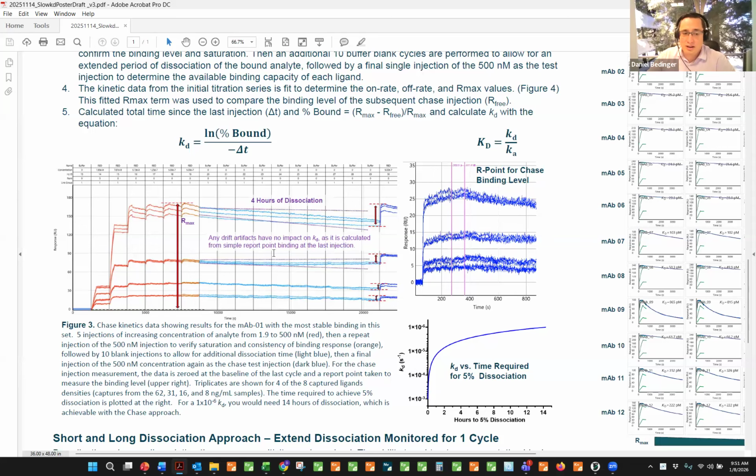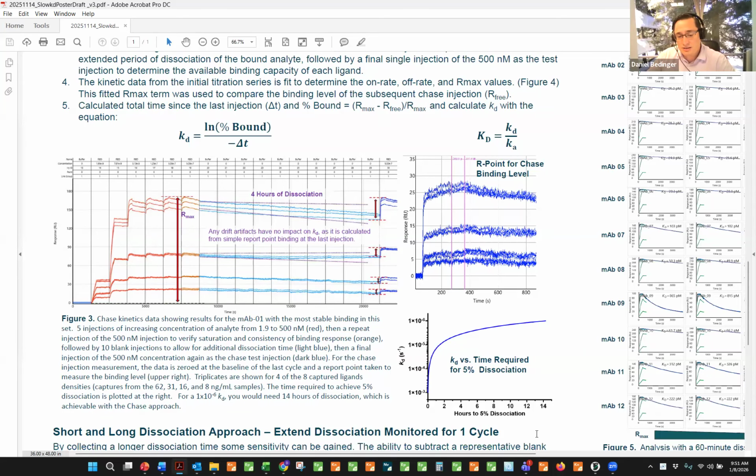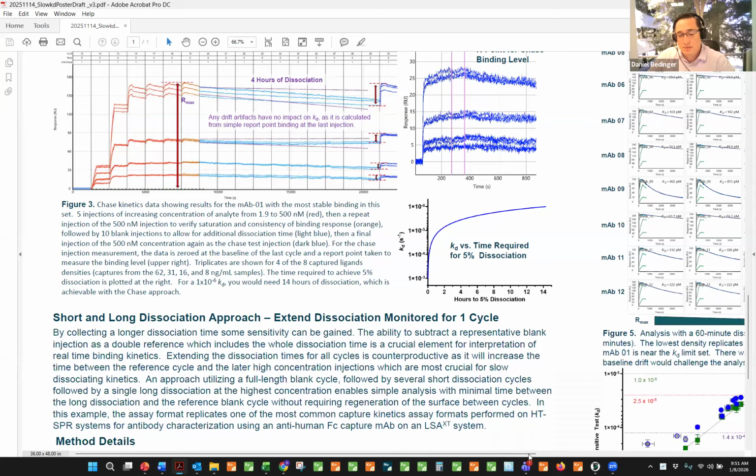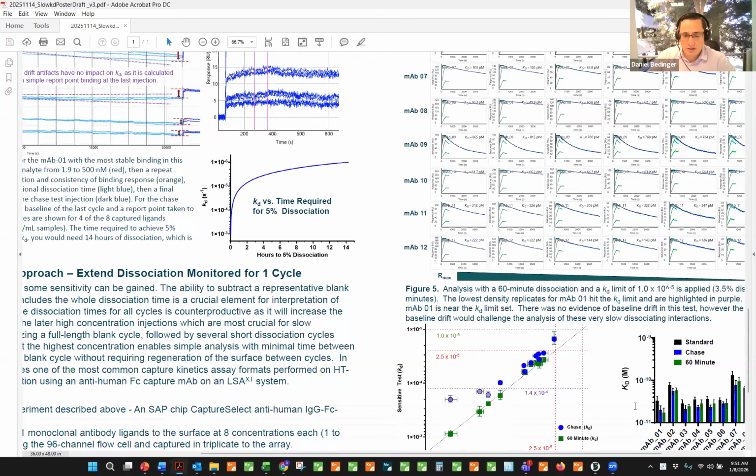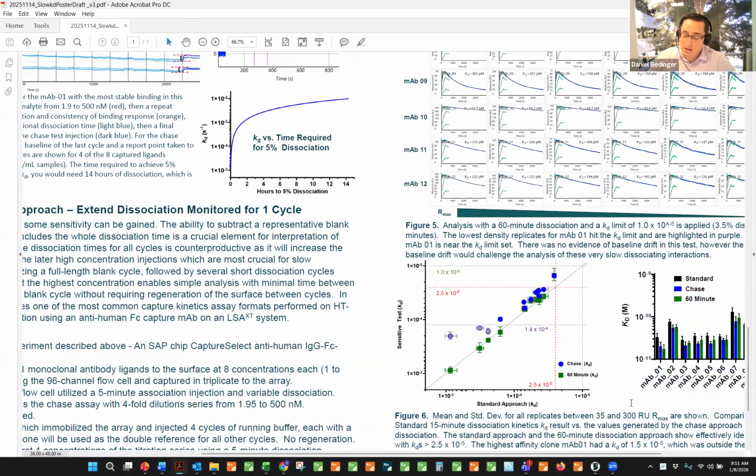And you can estimate for as long as you're willing to do these injections for. So, if it's 14 hours, 24 hours, you can easily push that dissociation time measurement out to like 10 to the minus 6 or potentially even lower.